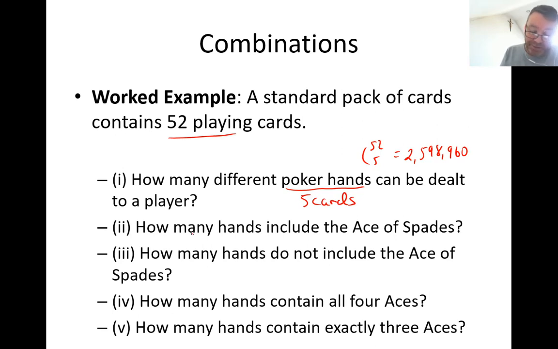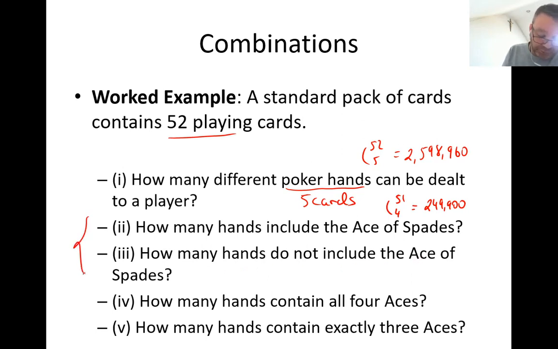Next one. How many hands must include the ace of spades? Now, if the ace of spades is already in, well then that's 1 card less we have to worry about. So what that does is reduces the number of cards down to 51, out of which to make up your poker hand you've got to choose the remaining 4. So 51C4, and again I've done this on the calculator, it comes out as 249,900.